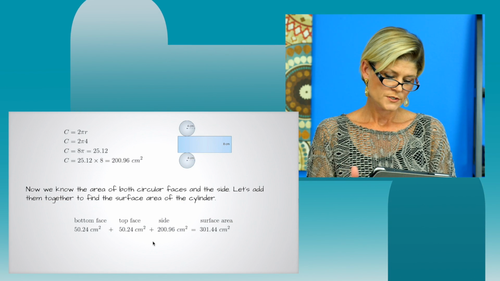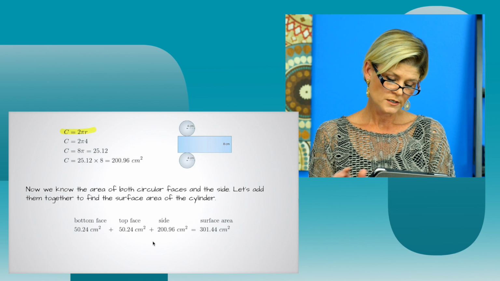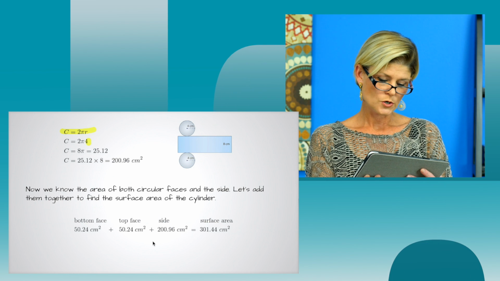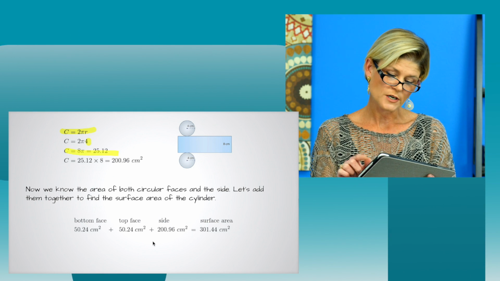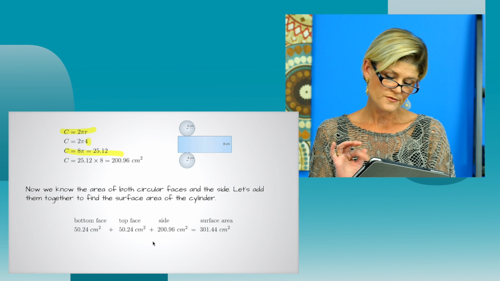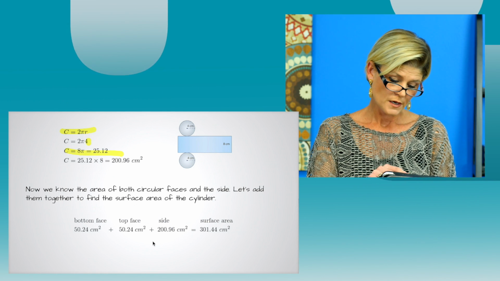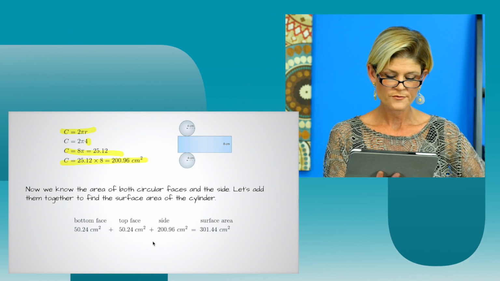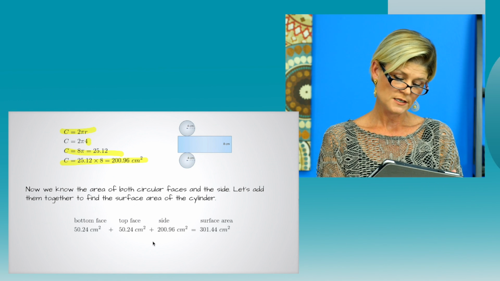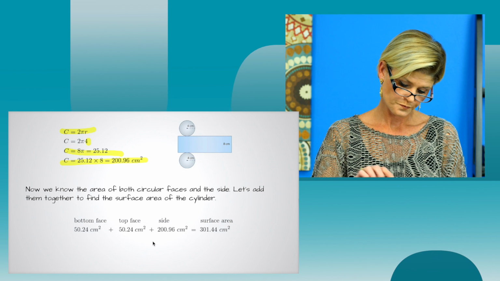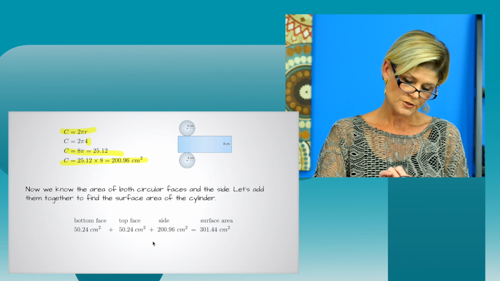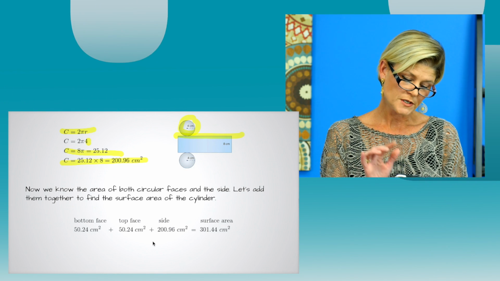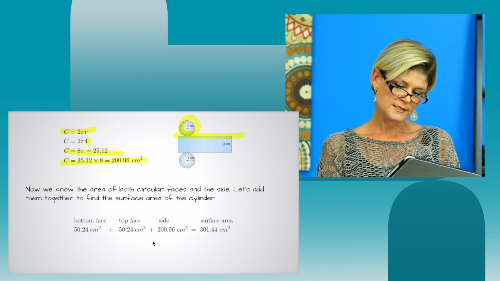All right. So again, circumference equals 2 pi r. The radius for the circle is going to be 4 centimeters. So 2 times 4 is 8. So now I have that the circumference is 25.12 once we multiply 8 times pi. And when we do that, we get circumference equals 25.12, times the height 8, which gives us 200.96 square centimeters. And again, the circumference of the circle is the same thing as the length that I've highlighted there.